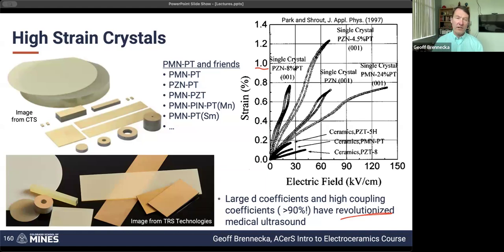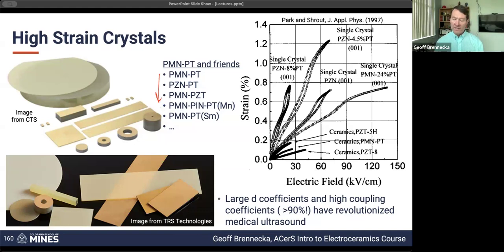The photos on here are examples from CTS and TRS, which are two of the leading companies that grow these single crystals and then use them for medical ultrasound and all sorts of other things. So I've listed a few of the multiple different generations. PMN and PZN were the originals, and then they've been modified in various different ways.